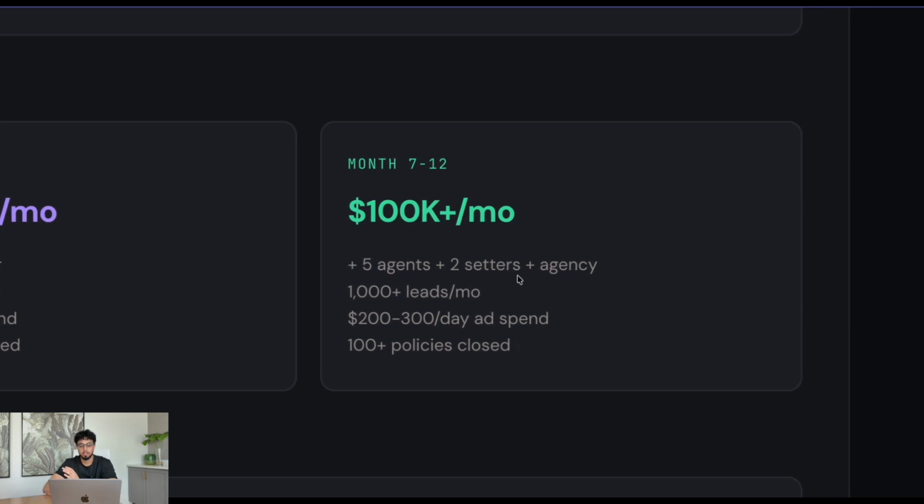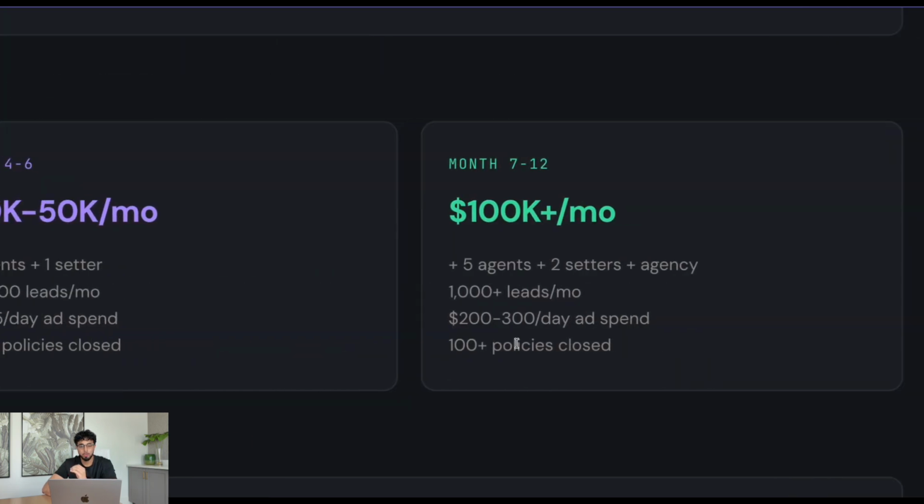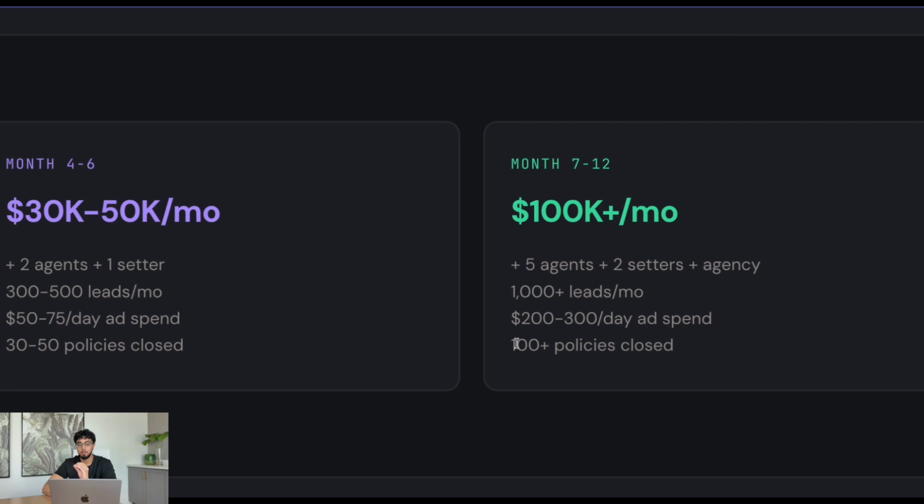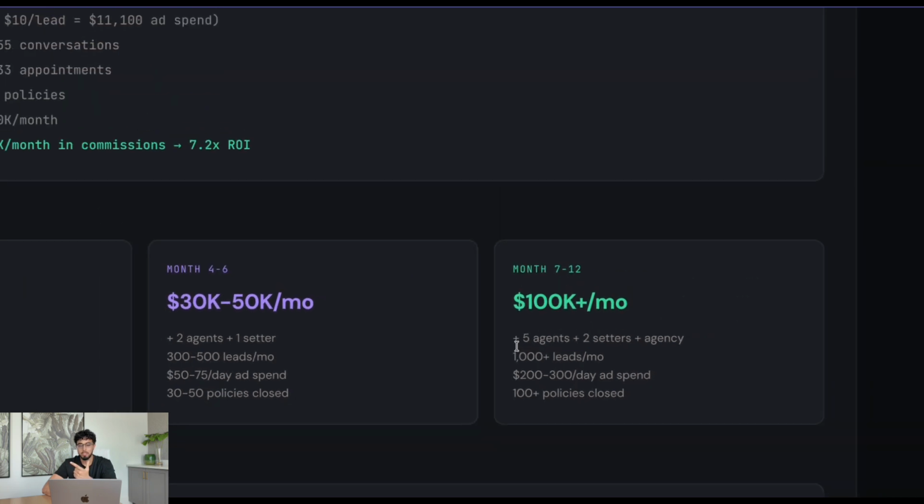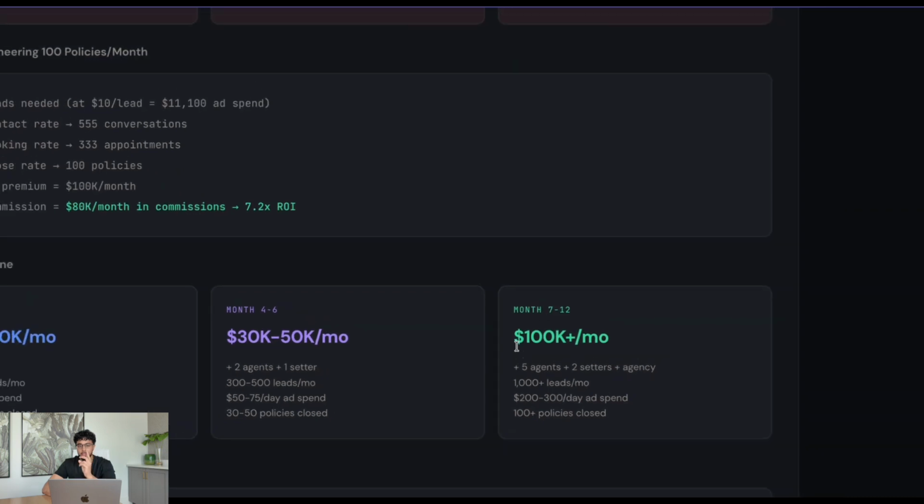You're getting over 1,000 leads a month. You're spending over 100, 200, 300 bucks a day on ads. You're closing over 100 policies. That is exactly the same process you do for each step of the way. It's extremely simple. It's not easy, but it's simple. Agents, setters, agency, exclusive leads, automation, everything works together so you can effectively scale without doing more manual work. It's all about effectiveness, scale, and timing, right?